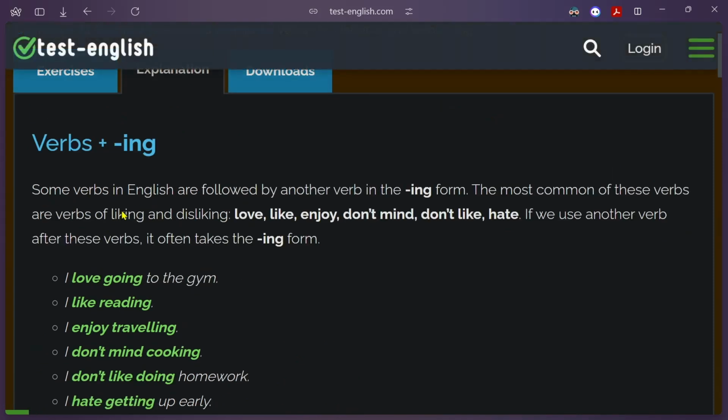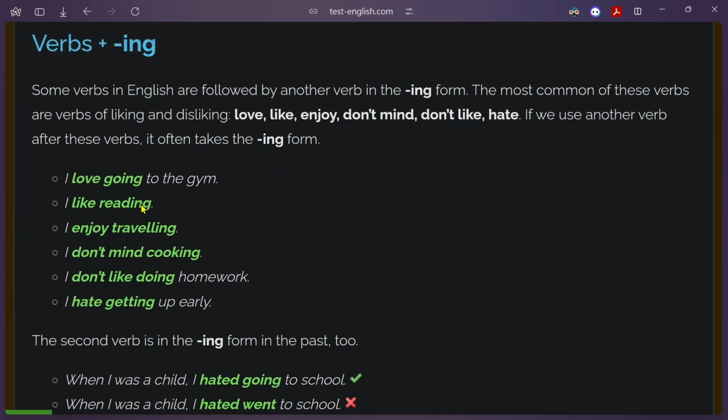Okay, so don't mind, don't like, and hate. So you see, these verbs, liking and disliking verbs, usually go with an ing form after it. I love going to the gym, you see? If you use another verb after these verbs, this is one verb, I love, and then I love going. It's kind of like another verb, you see, with ing. I love going to the gym. I like reading. I enjoy traveling. Going, reading.